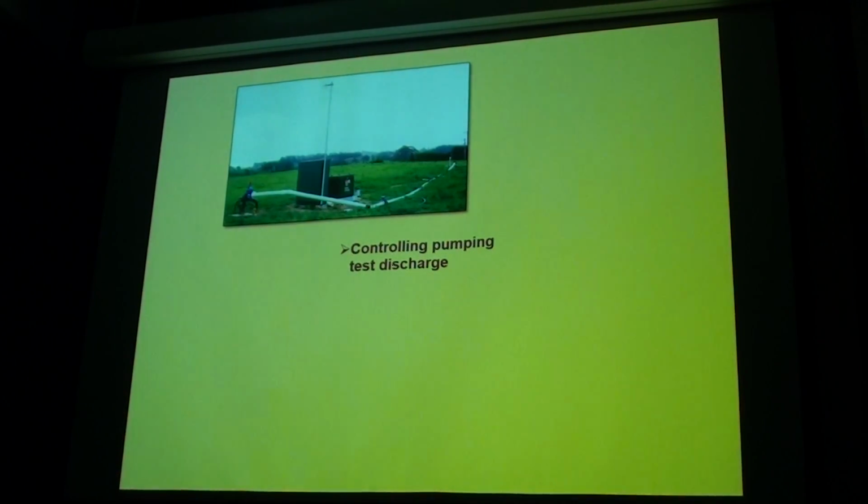You've also got to control the discharge of the water coming out of the well. You can't just spray it all over the place, because you're doing this on someone's property or near someone's property or whatever. You're pumping loads of water out of these wells, and you've got to get rid of it. Otherwise, you can get in trouble.